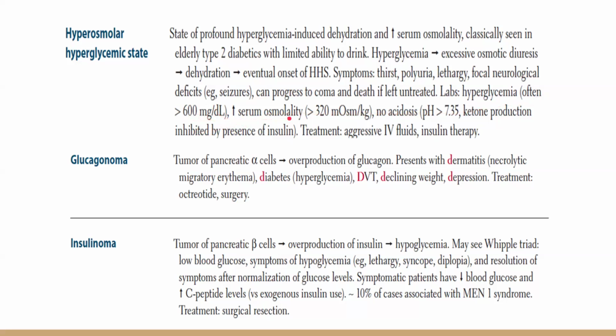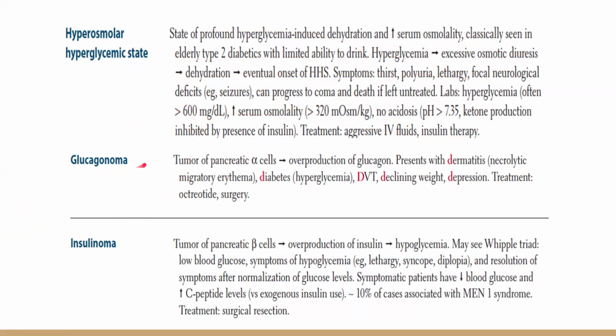Increased serum osmolality, okay, because of the hyperglycemia. So more than 320 milliosmoles per kilogram. No acidosis because you still have insulin. It's the problem with sensitivity. It's not a problem with producing insulin or inhibiting lipolysis. So there will be no ketoacidosis, okay? Like it's mentioned here, ketone production is inhibited by the presence of insulin. And treatment is aggressive IV fluids and insulin therapy, okay? So you give IV fluids to replace the fluids lost by osmotic diuresis, and insulin therapy so that you fix the symptoms with the hyperglycemia, right?